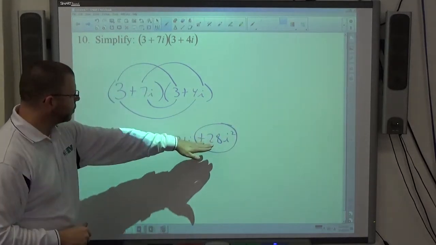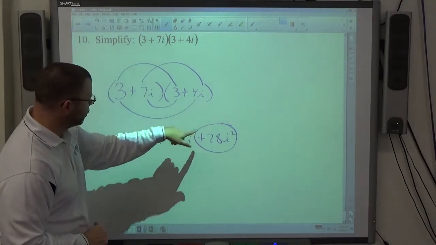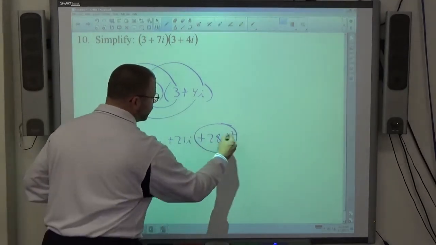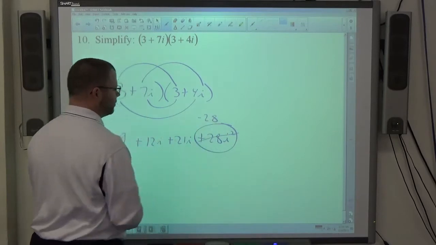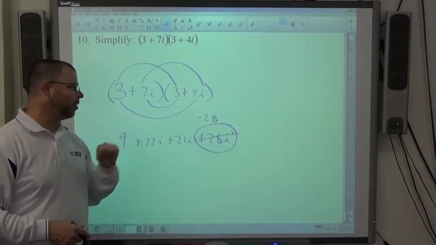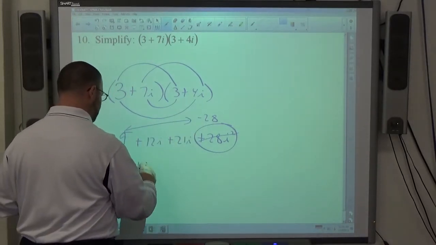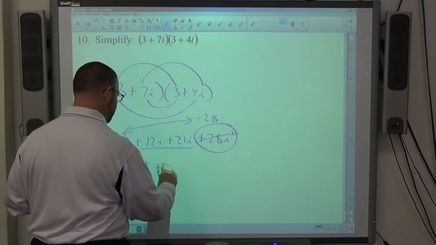You always get an I squared term when you're multiplying complex numbers, so you get a real, 2 I to the first, and an I squared. All I squared does is change the sign. So again, I squared is negative 1. Negative 1 times positive 28 is negative 28. Real sum, negative 19. Imaginary sum, plus 33I.